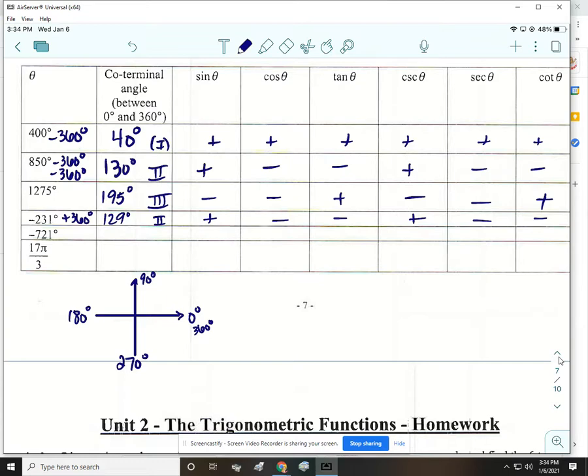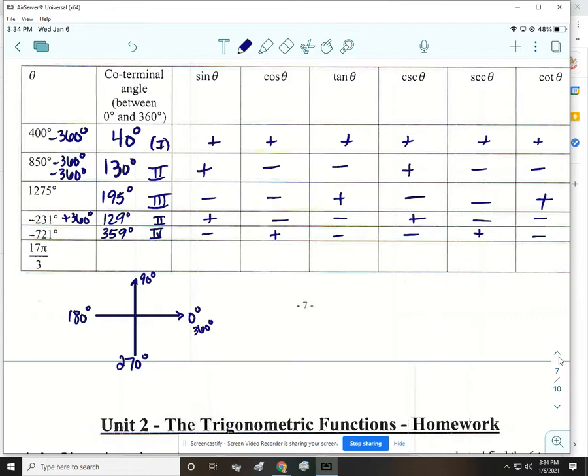Okay, then for negative 721, we add 360, add 360 again. We get 359 degrees, which is in quadrant 4. Quadrant 4 is the calculus part of all students take calculus, which means the cosine is positive, the other two are negative. That means the secant is positive and the other two reciprocal functions are negative.